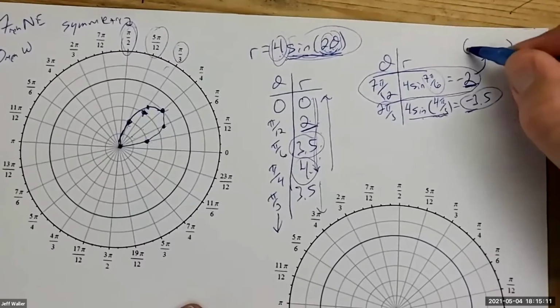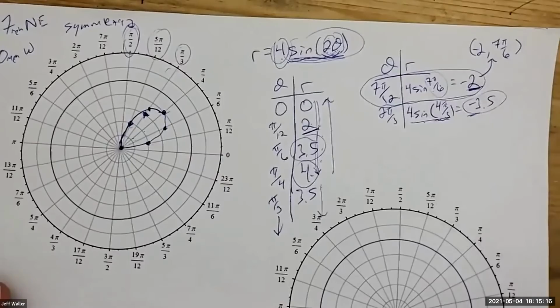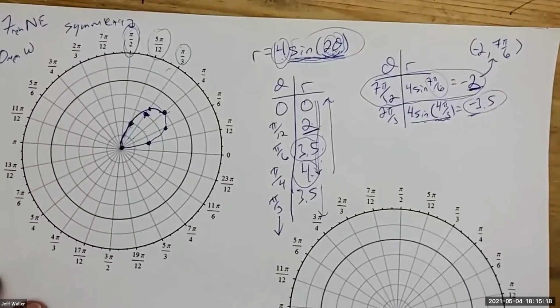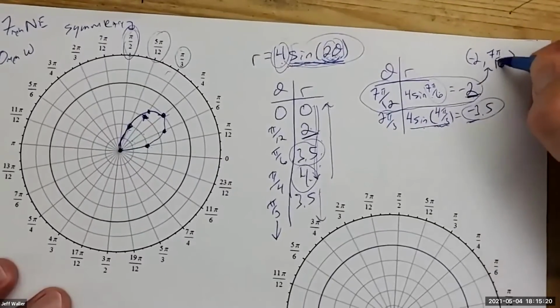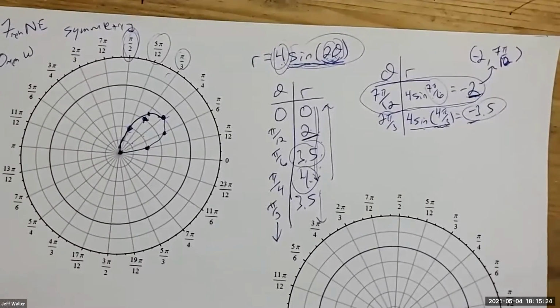-2, 7 pi over 12. R theta is the official order. Over 12, thank you. R theta is the official way to write polar coordinates.